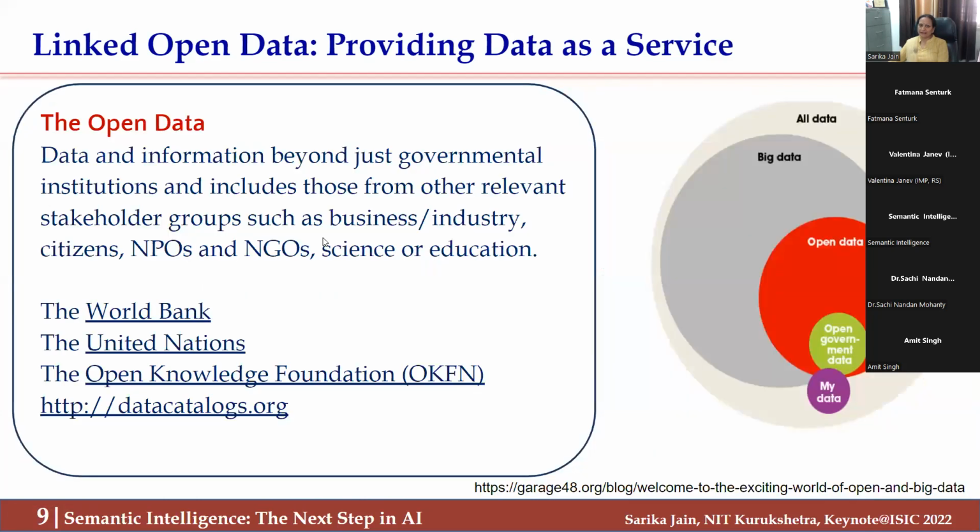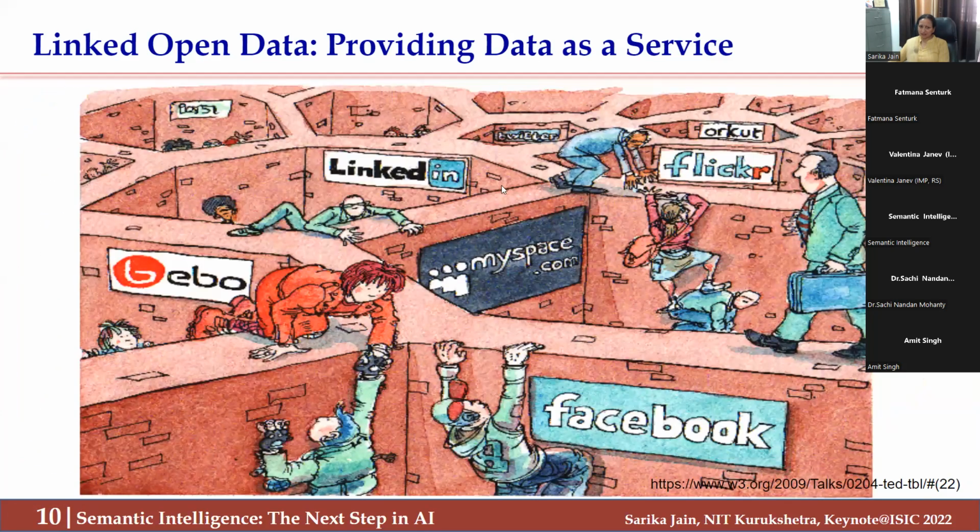Linked open data will provide data as a service. You could see a very beautiful picture here. This is from the TED Talk in 2009. You could see this is Facebook, this is myspace.com, Flickr, LinkedIn. Everybody has its own space. Everybody has its closed island, I should say. And they could not provide data as a service. What we want is linked open data. They want to connect to other data, but how to do that? Because all of them have their closed islands. Linked open data will be providing data as a service.